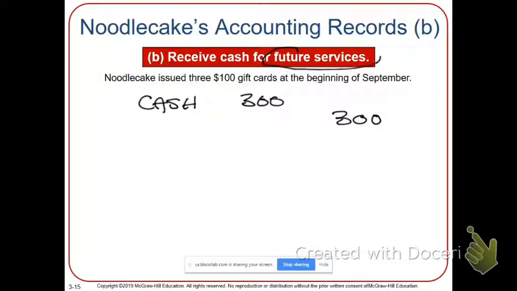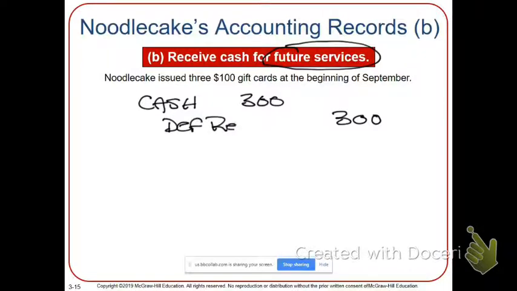See if this helps you. Future services. So it means we haven't done it yet. If we haven't done it yet, can it be revenue? I'll help you. The answer is no. It cannot be revenue if we haven't done it yet. So if it's not revenue, what was that other account I talked about, the new account you learned at the beginning? What was that account called? Deferred revenue. There you go.